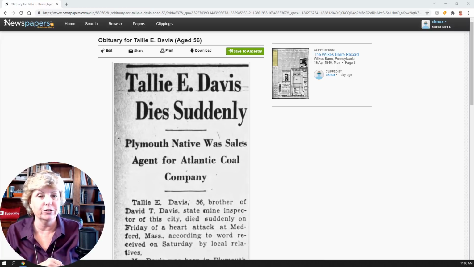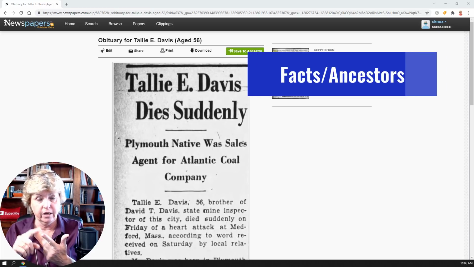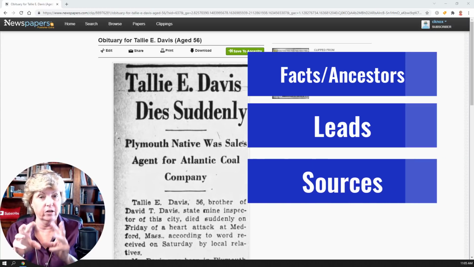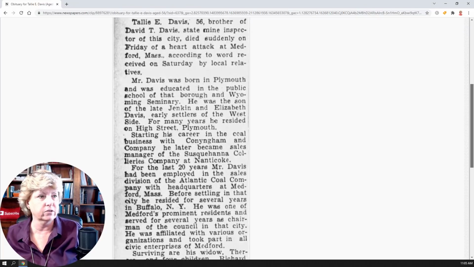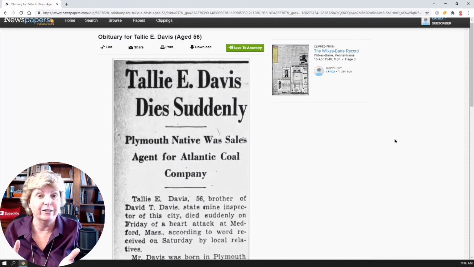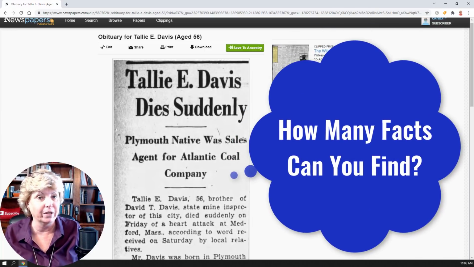And so what you can do is try and count how many clues you can come up with. This would be really facts, which includes ancestors, leads and sources. Collectively, those are the three buckets that I'm going to pull out of this obituary. And this obituary really is only about 7 paragraphs long. It's not very long at all, but I just thought it would be fun to see how many you come up with compared to how many I come up with.